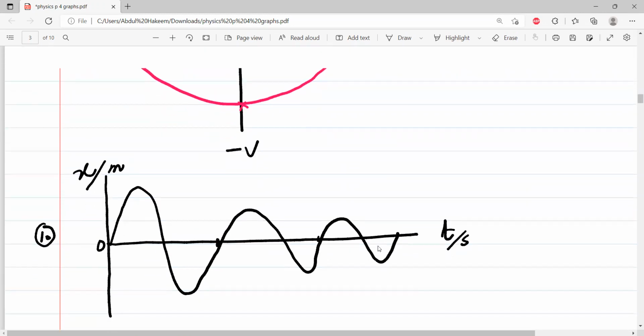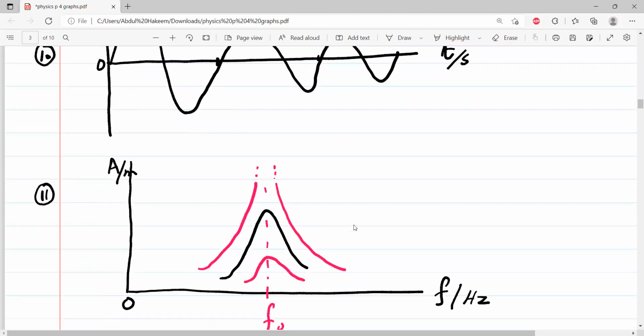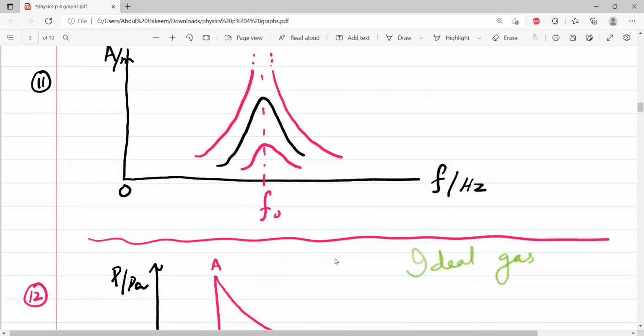And this is the damping graph. The amplitude is gradually decreasing, but the time period, frequency, and angular speed remain the same. This is amplitude against frequency for resonance. This outer line is for the undamped system. This is for the lightly damped system. And this is for the heavily damped system resonance.